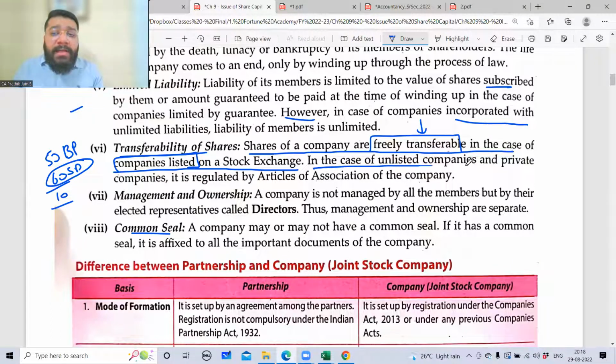But in case of an unlisted public company, if it is listed, it becomes a listed public company. Listed means what? Listed on a stock exchange, National Stock Exchange, Bombay Stock Exchange. All of you know that. I'll be discussing stock exchanges in detail in the upcoming classes. So there are unlisted public companies and private companies. You can transfer, but transferring is not that easy.